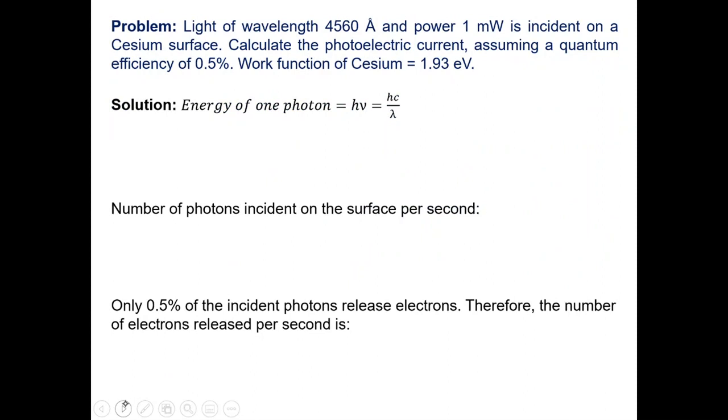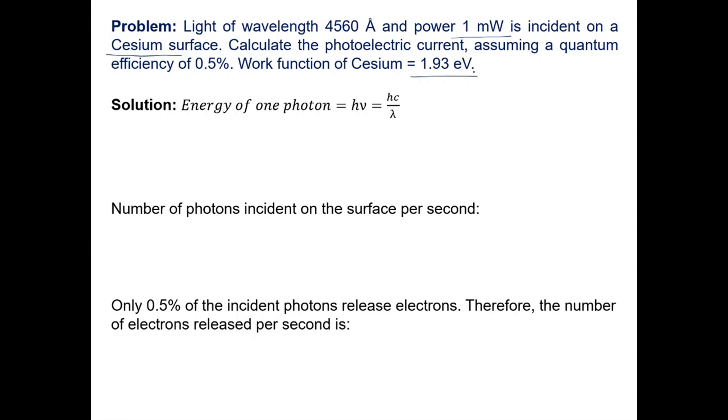Okay, so let's look into the next problem. Here light of wavelength 4560 angstroms with a power of 1 milliwatt is incident on a cesium surface. What you have to do is calculate the photoelectric current, assuming a quantum efficiency of 0.5%, and the work function of cesium is 1.92 electron volt.